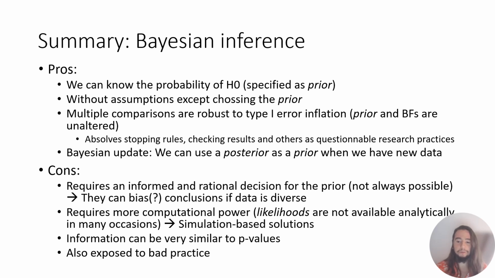This is not always possible because maybe we are in an exploratory study, and this is not available unless we can have very non-informative priors, and this is basically data likelihood, and that's more or less the same as having a regular p-value from NHST. In addition, you can bias your conclusions if that data is diverse, or if you have a very informative prior that is not justified enough.